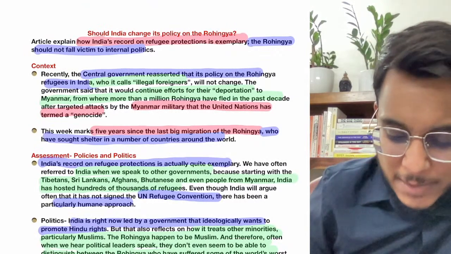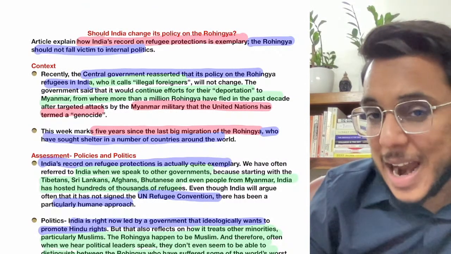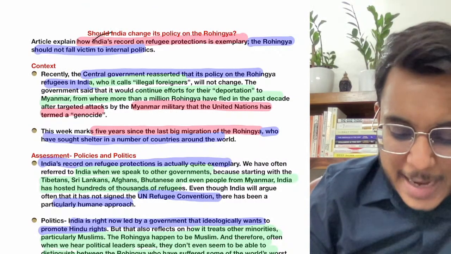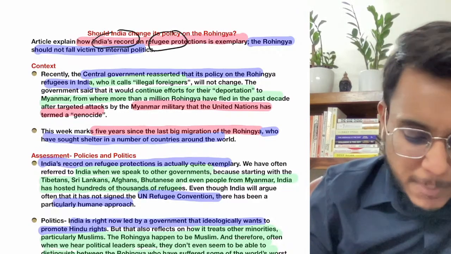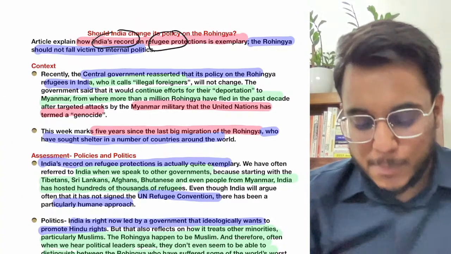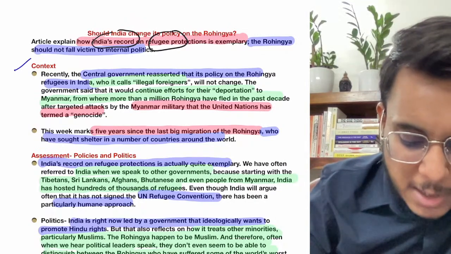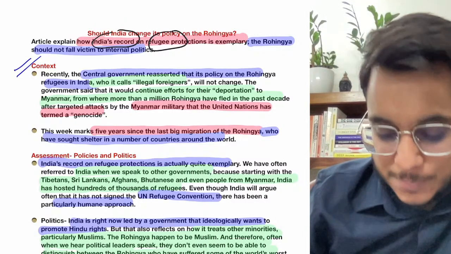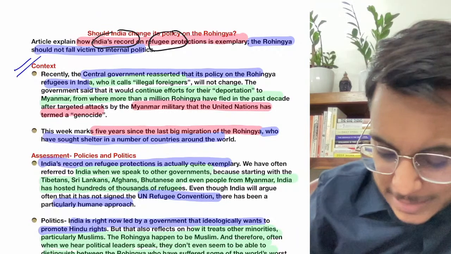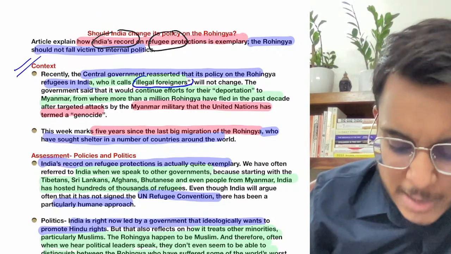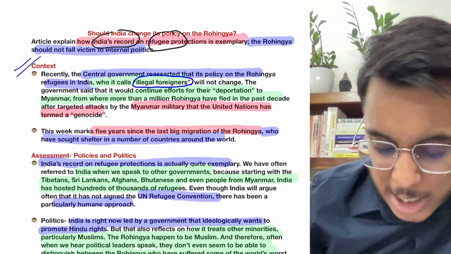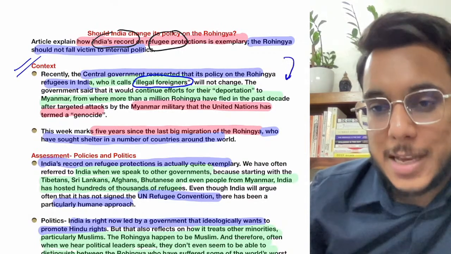Now, understand that, guys, when we talk about the Rohingyas, the article says that, first of all, India's track record in dealing with the refugee problem has been exemplary. India has always worked for the preservation of the Rohingyas' rights. Now the government is calling the Rohingyas illegal foreigners, and all those kinds of things have happened.